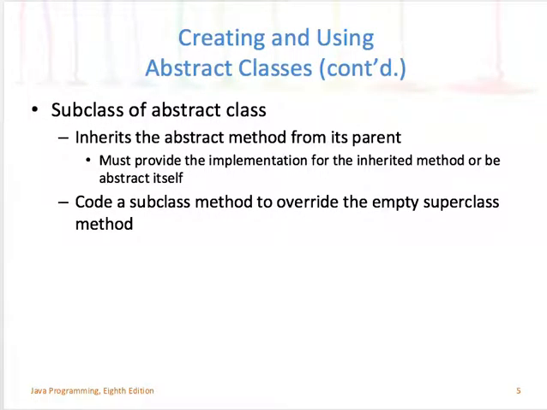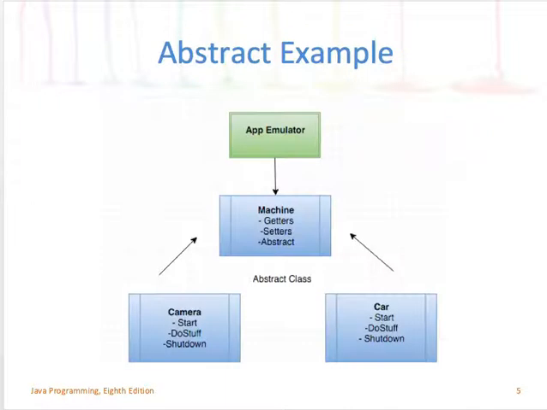A subclass of an abstract class inherits the abstract method from its parent. It must either A, provide an implementation for the inherited method, or B, be abstract itself. The code in a subclass method is to override an empty superclass method.